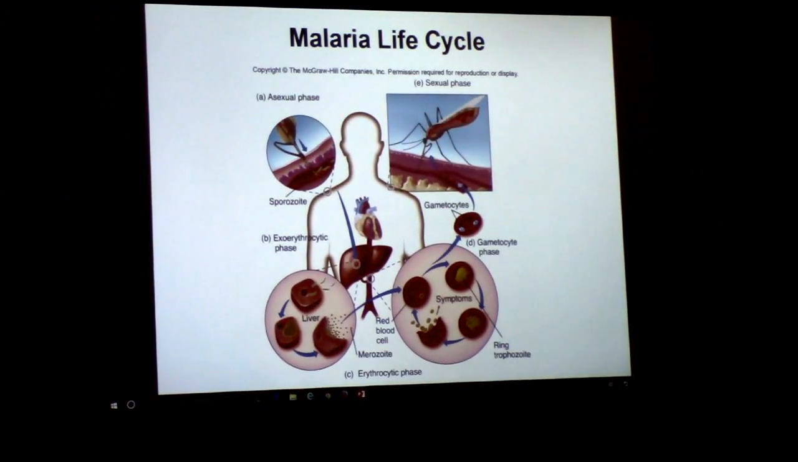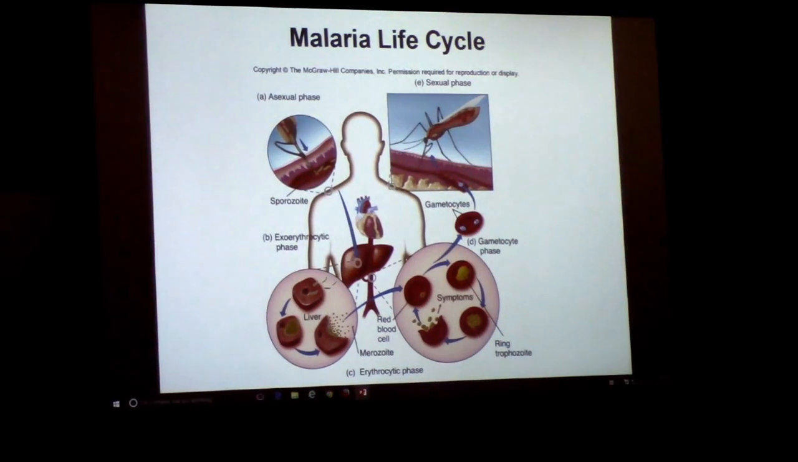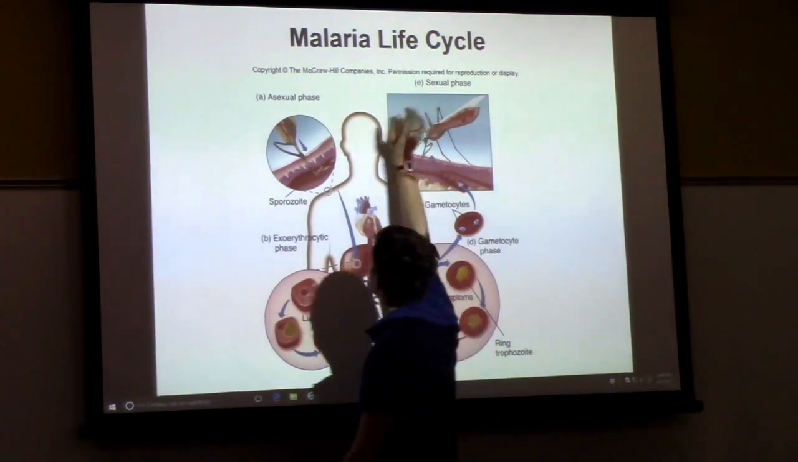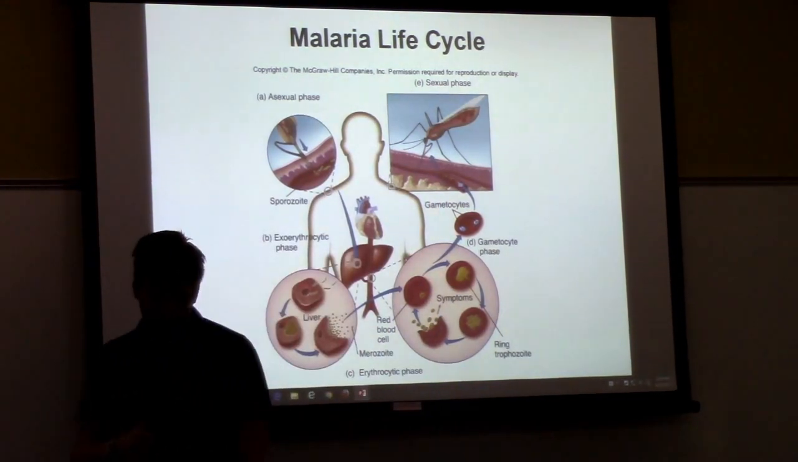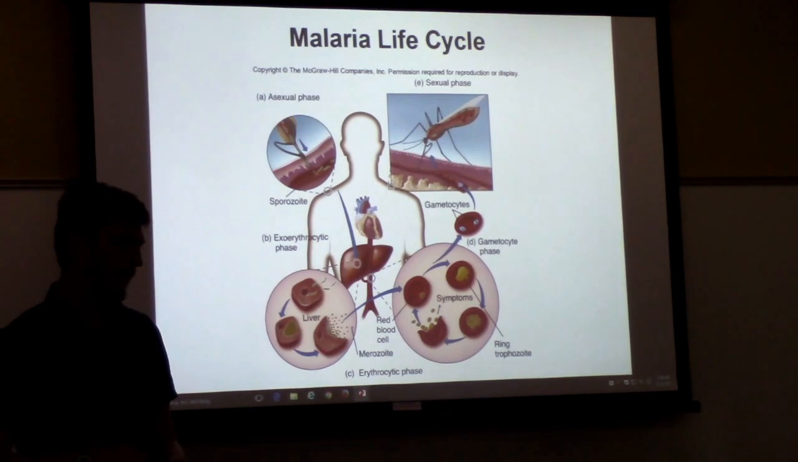So obviously, I don't expect you to know all the details of the malarial life cycle. The big things I want you to take from this, though, is that it has both an asexual and a sexual phase, and it reproduces within the liver and the red blood cells in the human.